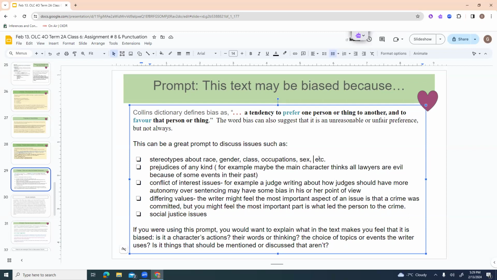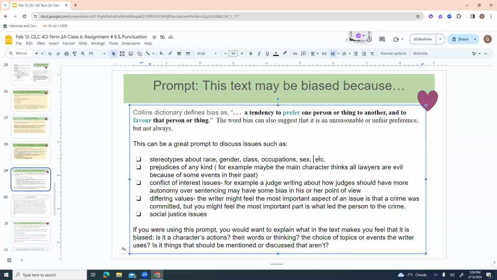Conflict of interest issues. So let's say a judge is writing an opinion piece about how judges should have more autonomy or freedom over sentencing criminals. Well, he's a judge. They may have some bias in their point of view. By the same token, a criminal writing on the same topic might have some bias as well.